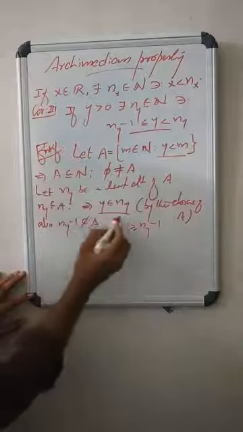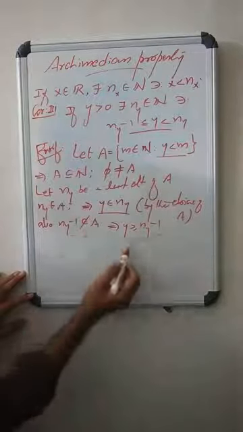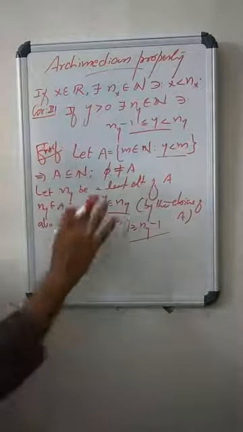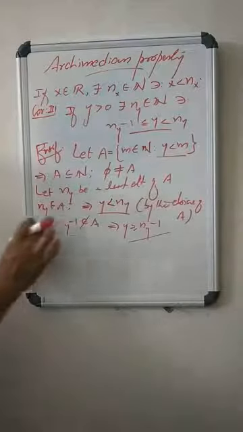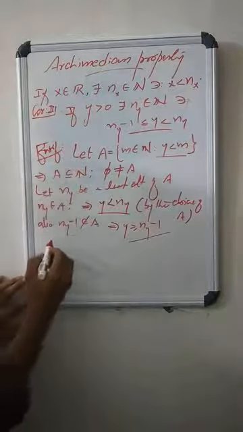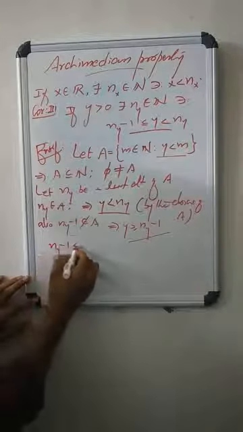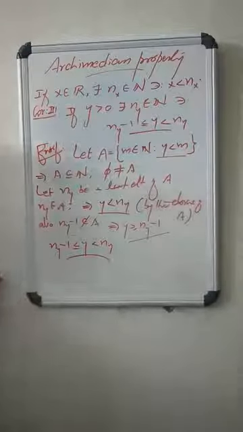So combining, y is greater than or equal to ny minus 1, and ny in a means y is less than ny. Combining these two results, what do you get? Ny minus 1 is less than or equal to y, which is strictly less than ny.